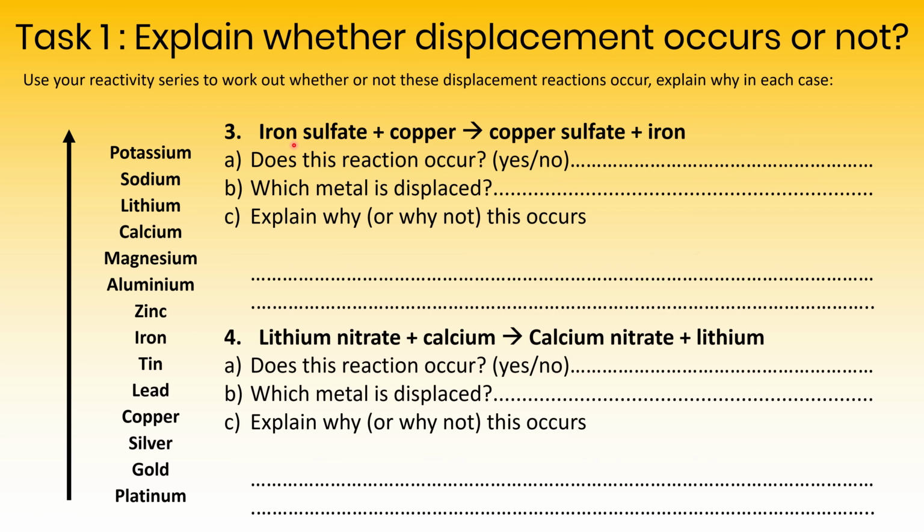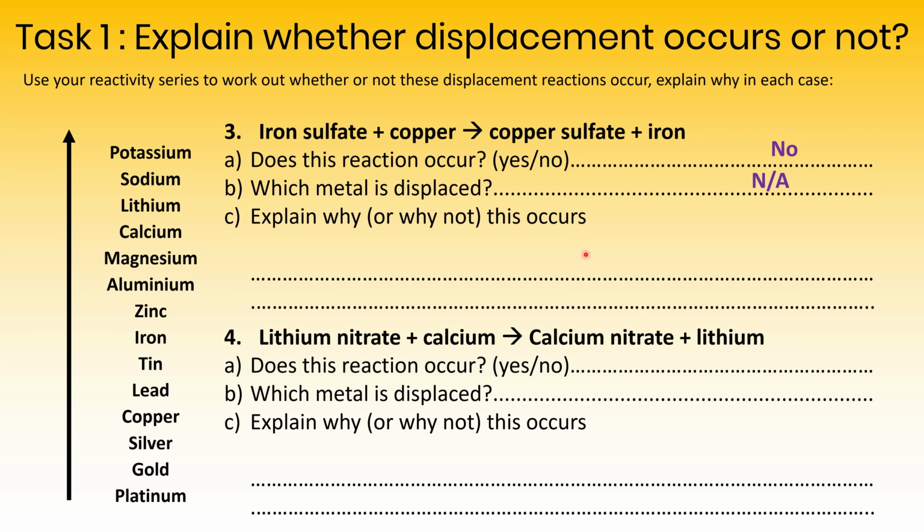Next example. Someone said that iron sulfate can react with copper to form copper sulfate plus iron. Well, copper's here on the reactivity series, but iron's here. You'll notice that this incoming metal, copper, is actually less reactive than iron. So no, this reaction will not occur. So there isn't actually a metal that's been displaced in this case because it would have never got to those products in the first place.